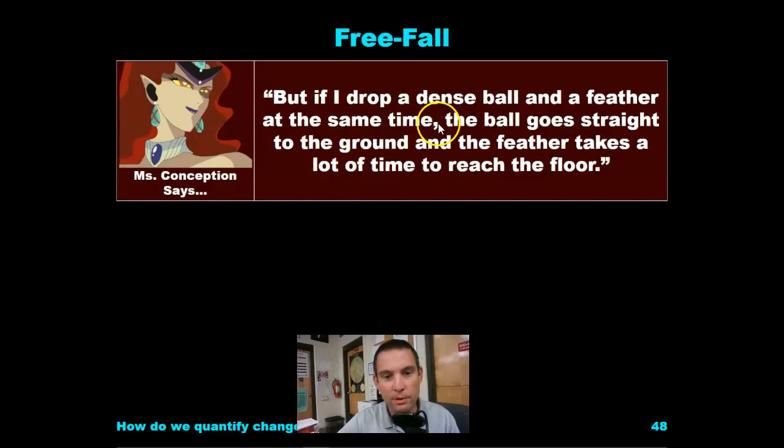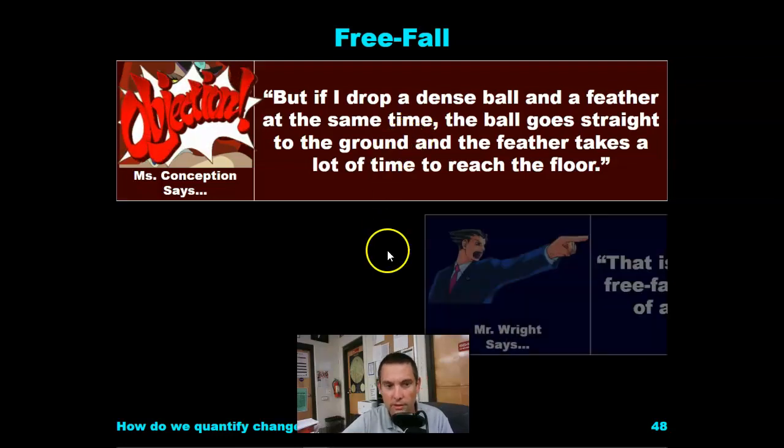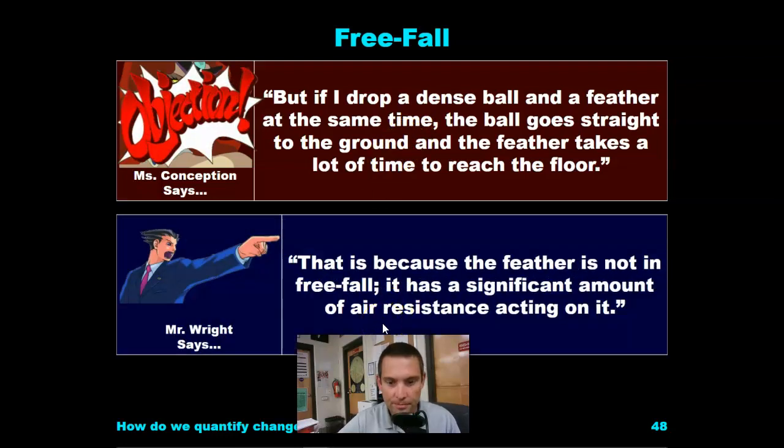Misconception says, but if I drop a dense ball and a feather at the same time, the ball goes straight to the ground and the feather takes a lot of time to reach the floor. Doesn't matter. That's because the feather is not in free fall. It has a significant amount of air resistance acting on it.